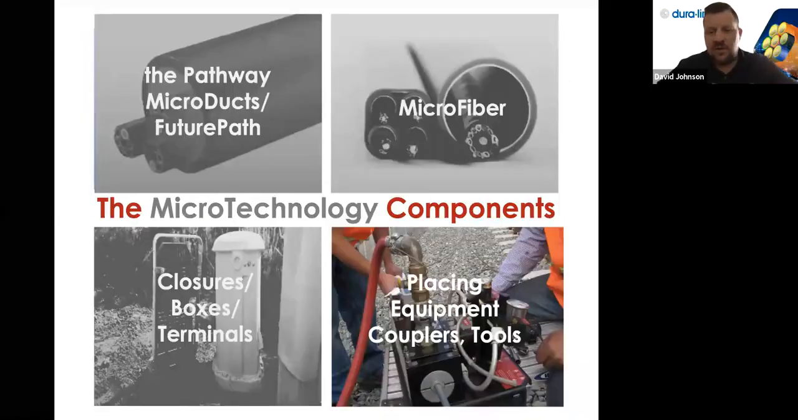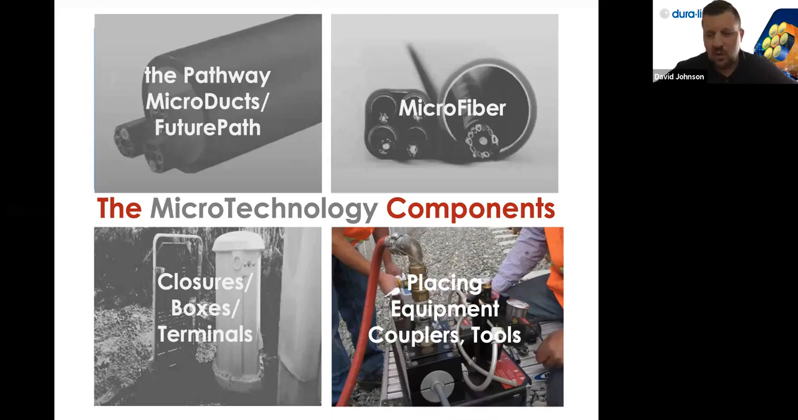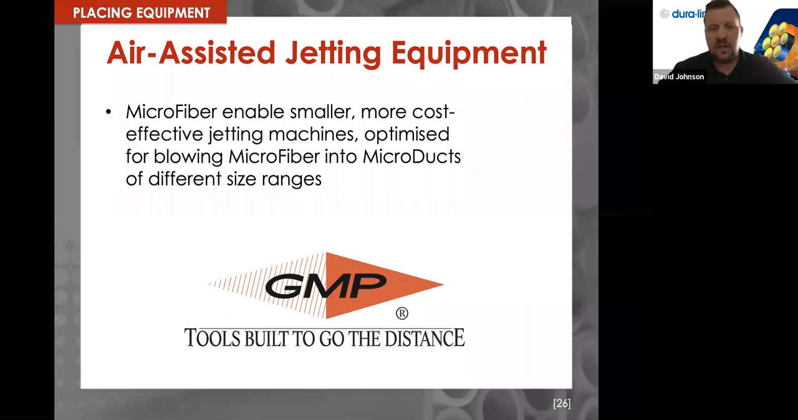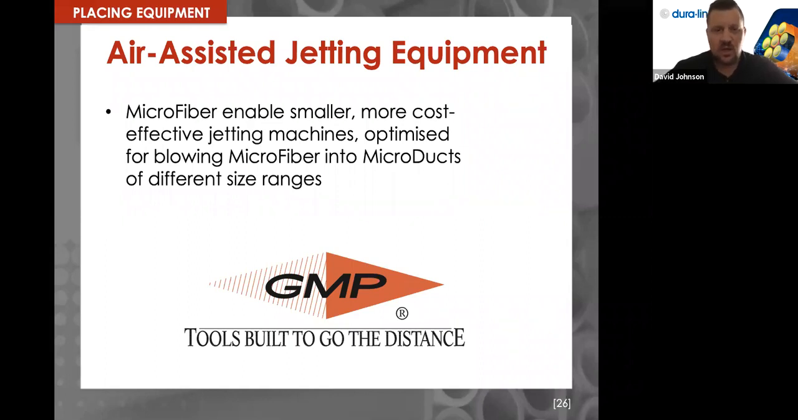So now we're going to move into the next part of the microtechnology solution and the components, right? Which is placing equipment, couplers and tools and so forth. And this is a real fun part about this solution because this is where you really see the massive advantages of this technology with the tools and the placing equipment that we have. And the partner that works with Millennium here is GMP. So I'll take some time and introduce Frank Zaccone here. He's the representative for GMP, and he's going to go through some micro jetting machines and the advantages and what they entail and what they incorporate here.